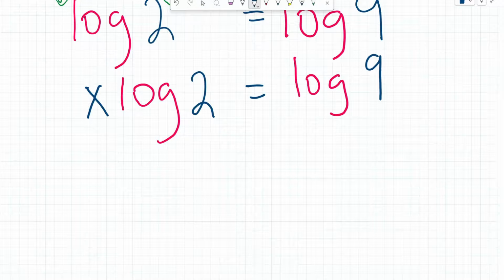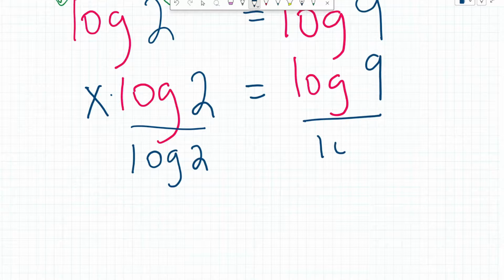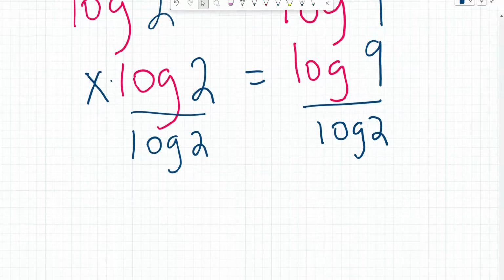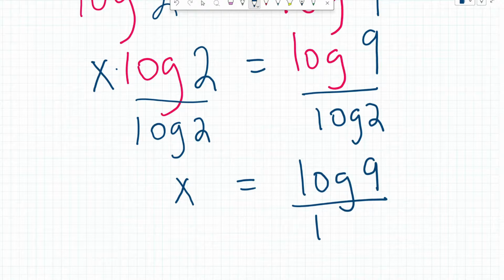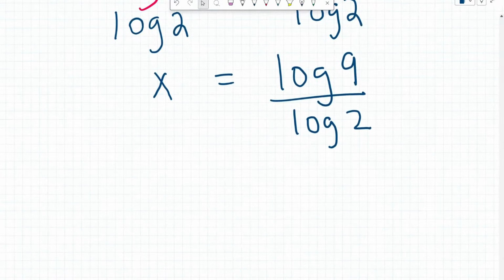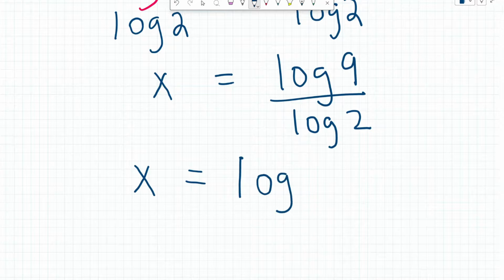Since there's a multiplication between this x and log 2, that means that we have to divide this side by log 2 and divide this side by log 2. Now we end up with x equals log 9 divided by log 2. And I'm going to show you one more cool trick. This is called the change of base formula. So we can take log 9 divided by log 2 and change it into log 9 base 2.